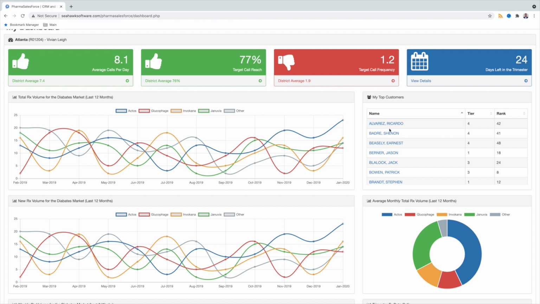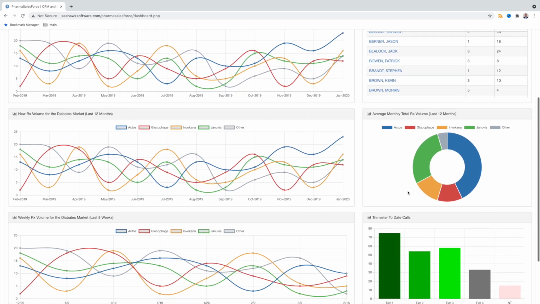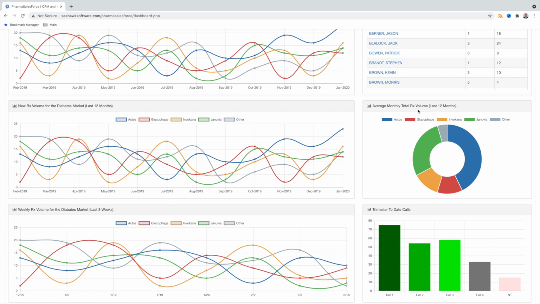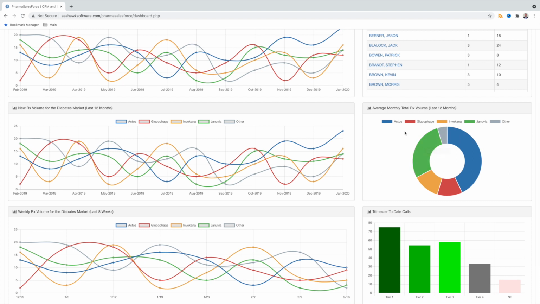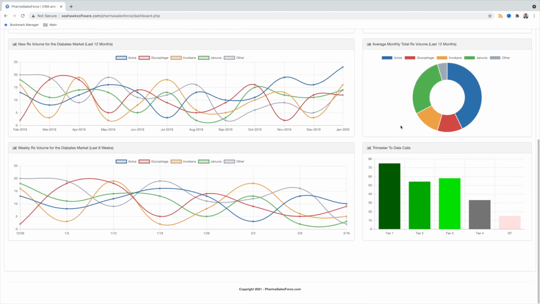On the right panel, I have my top customers. These are the top doctors in my specific territory. Below that, I have the average monthly TRX volume and the last 12 months by individual brand. So you'll see that right now Actos has the most scripts written in the last 12 months for my territory, followed by Januvia, then Invokana, then Glucophage, and then the other products. All these numbers are just made up, but these are actual type 2 diabetes products. And we already saw the trimester to date calls on the previous screen.